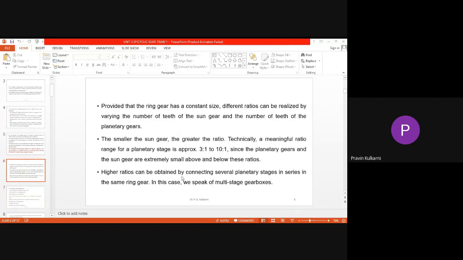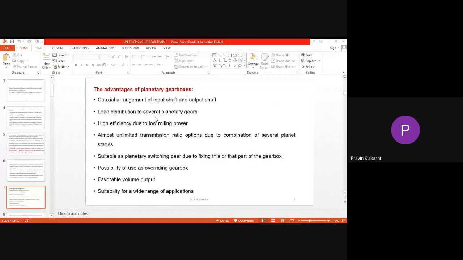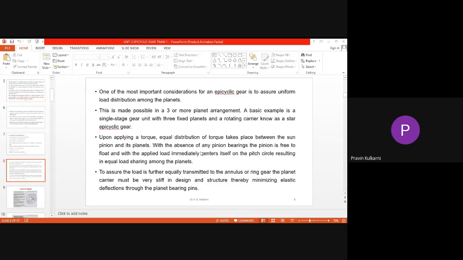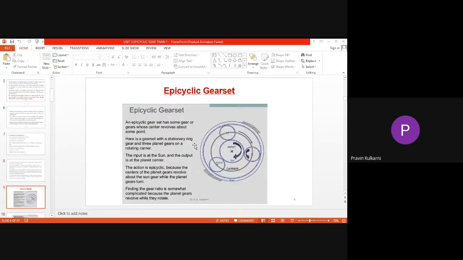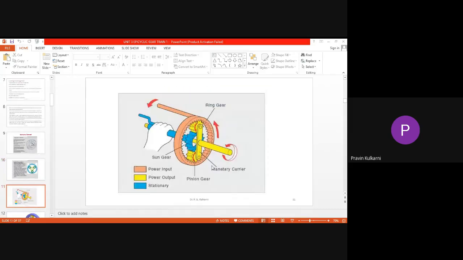Yes, high ratios can be obtained by connecting several planetary stages in series. The advantages of the planetary gearbox: coaxial arrangement of input and output shaft, load distribution over several planetary gears, high efficiency, unlimited transmission ratio, and suitability as a planetary switching gear due to fixing. Okay. Lots of theory, we will skip that. We already discussed that.